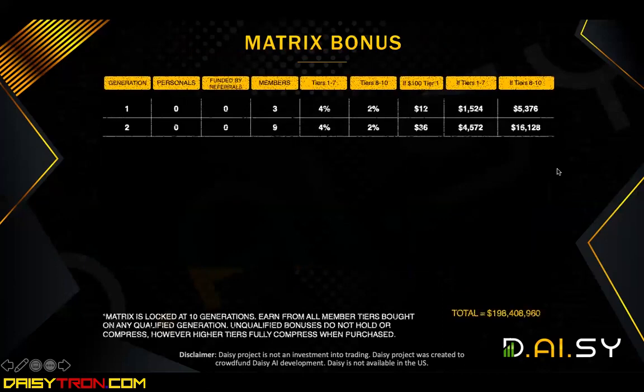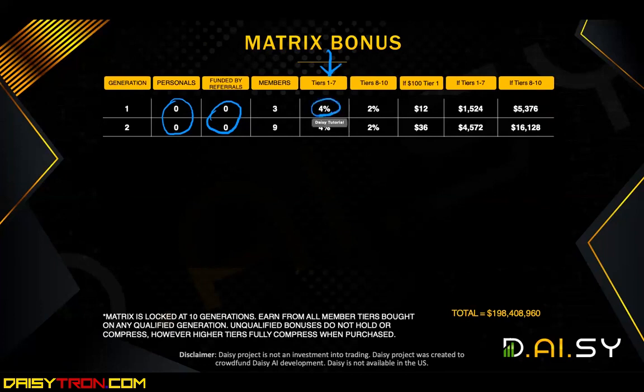The matrix bonus allows you, without referring anyone, with a 0 referral requirement and 0 funding requirement, to benefit from generation 1 and generation 2 of your matrix. Now, we're going to use tiers 1 to 7 as an example because the majority of the people have and probably will join between tiers 1 to 7 rather than tiers 8, 9, and 10. Now, here's what happens. You have 3 positions on your generation 1. Let's assume you've introduced no one, but through spillover that we've just explained, those 3 positions have been filled up. You get 4% of each of those 3 people up to the same tier you've contributed. So that is a possibility of 12%.